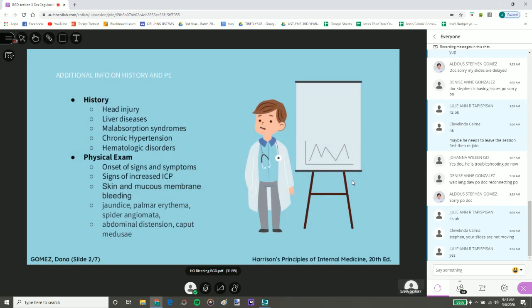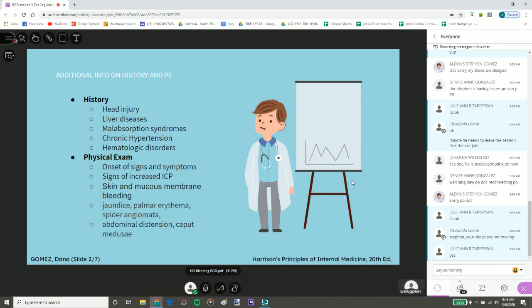So, these are some of the additional information that should be asked. History of head injury. Trauma must be considered in any patient with an unexplained acute neurologic deficit. History of liver disease should also be asked because this results in decreased bile salt synthesis, leading to impaired vitamin K absorption and deficiency, which can induce intracranial hemorrhage. History of malabsorption syndromes or diseases like cystic fibrosis, celiac disease, chronic pancreatitis, or Crohn's disease, which can alter absorption of fat-soluble vitamins, including vitamin K.